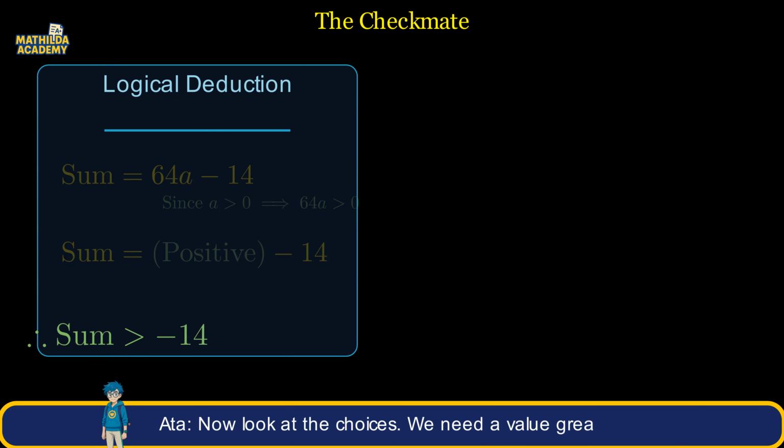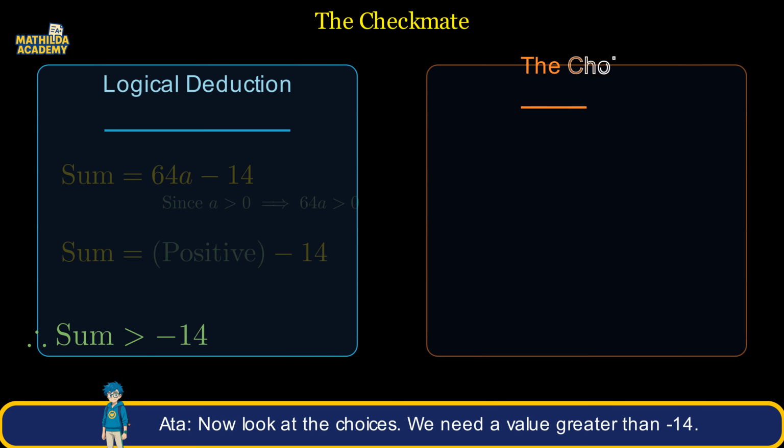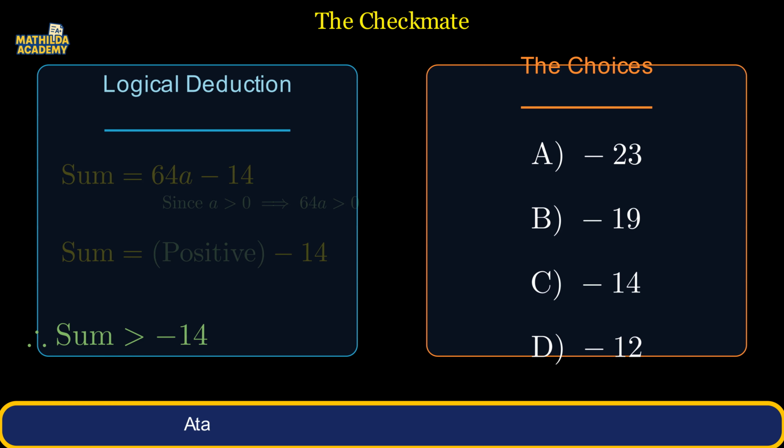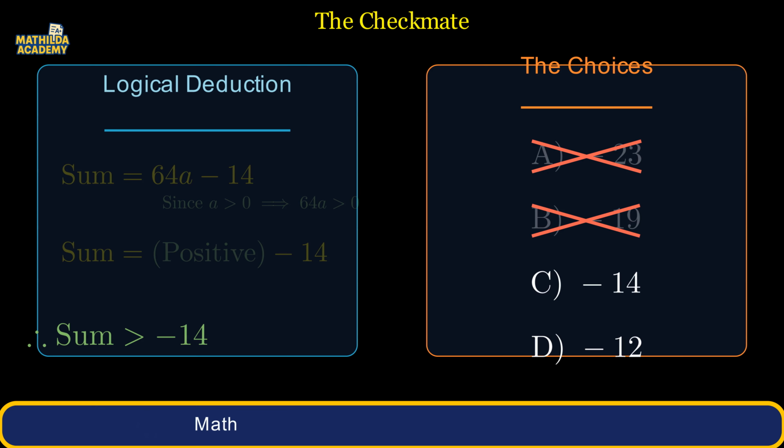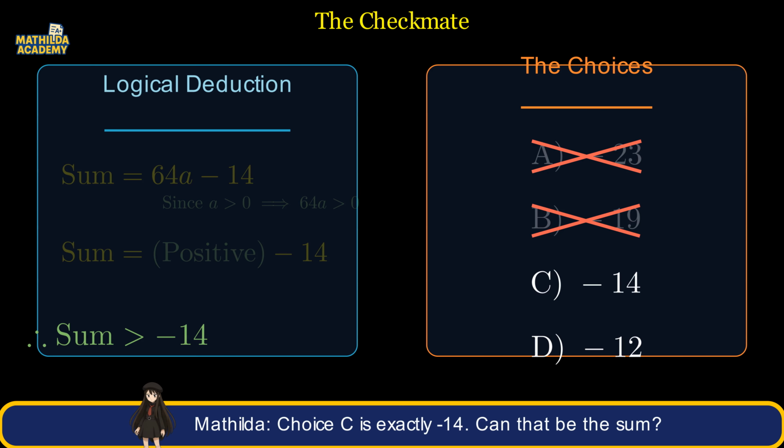Now look at the choices. We need a value greater than negative 14. Options A and B are both less than negative 14, so they're out. Choice C is exactly negative 14. Can that be the sum?